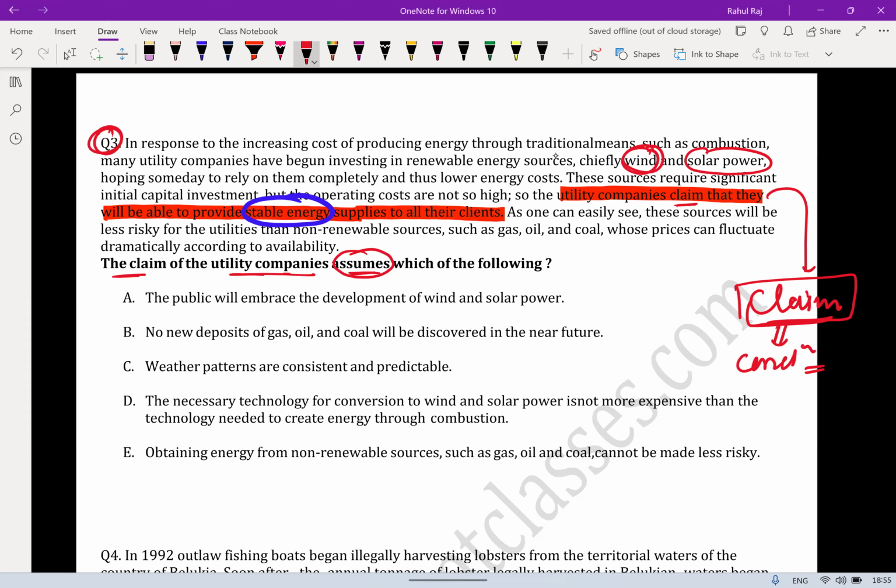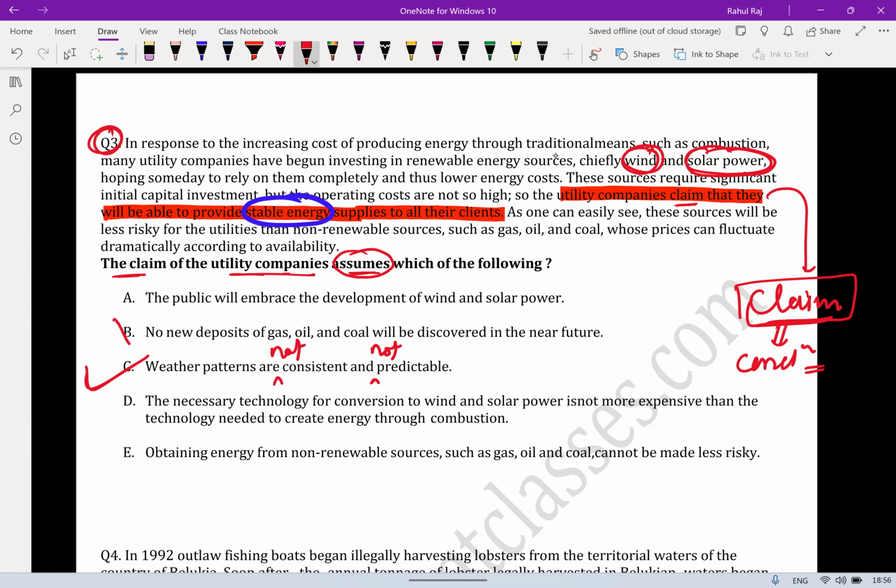They are talking about wind and solar power. So if you know this, Chandrasekhar, then it's a 2-second job to mark answer C. Now imagine if I say weather patterns are not consistent and not predictable, then how will you be able to provide a stable source of energy to all their clients?